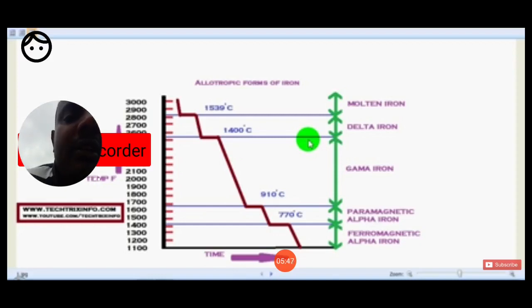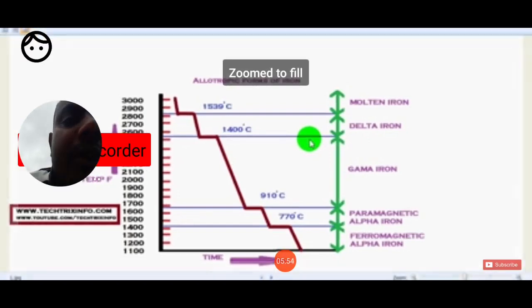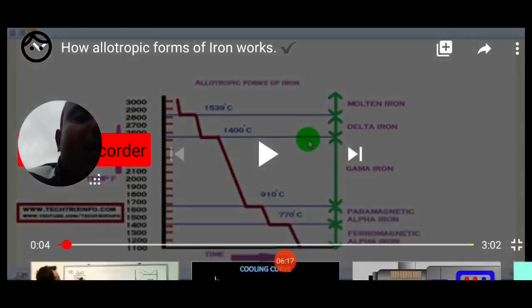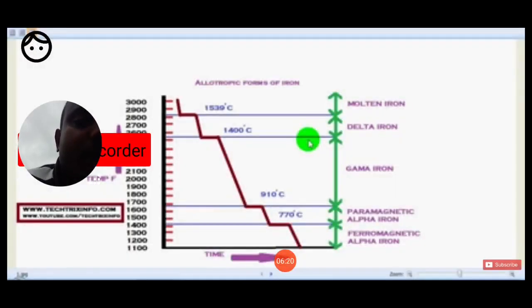In previous slides you saw 1539 degrees in terms of Fahrenheit. Here you will see it clearly in terms of degrees centigrade. 1539 degrees centigrade is the melting point of iron. Below 1539 degrees to 1400 degrees centigrade, it is called delta iron. It is a highly unstable form of iron. It exhibits the BCC structure. Delta means BCC structure.